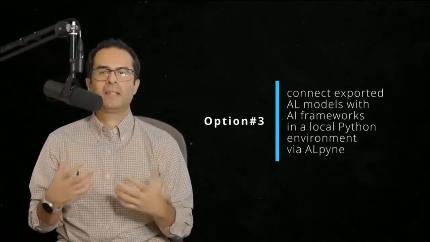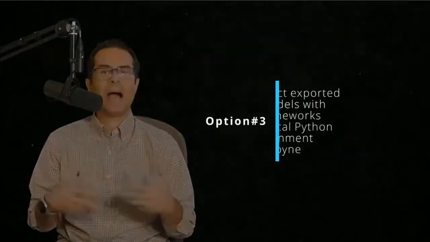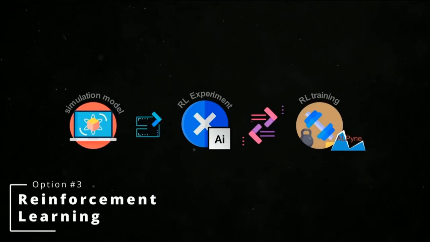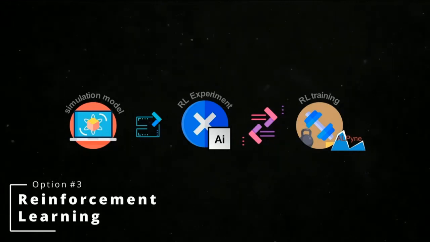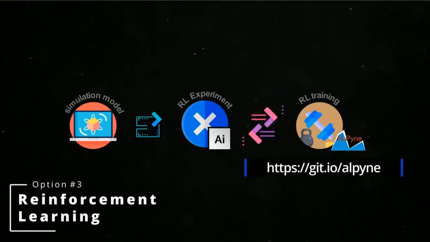Option 3. Connect exported AnyLogic models with AI frameworks in a local Python environment via Alpine. For those interested to test how a manually curated RL setup works with an AnyLogic model on a local machine, Alpine provides a way to do so. This Python-based package allows you to communicate with an AnyLogic model exported from the RL experiment. Alpine follows a similar API to AnyLogic Cloud's interactive API, providing the opportunity to move to a more scalable setup with minimal refactoring. The beta release of this free connector is available to you from this GitHub repo.